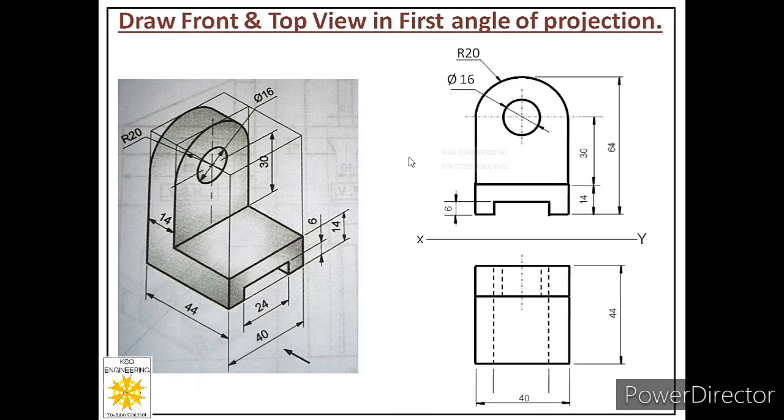So after that we will place other length dimensions, that is 24 millimeters, this one. And after that we have to place the remaining width dimensions. So we are done with our drawing. I hope the answer of this particular question is clear to you. Thank you.